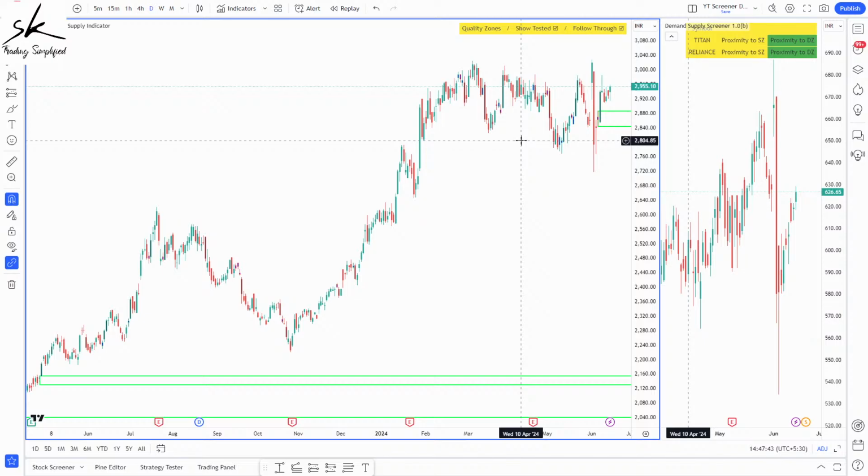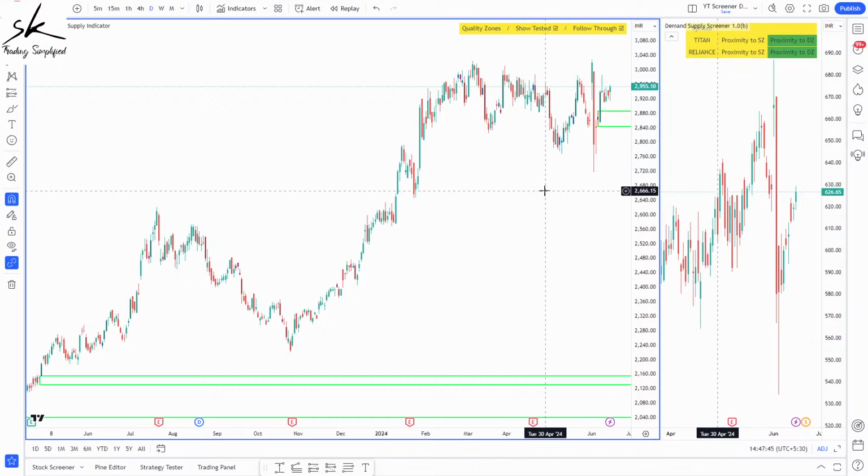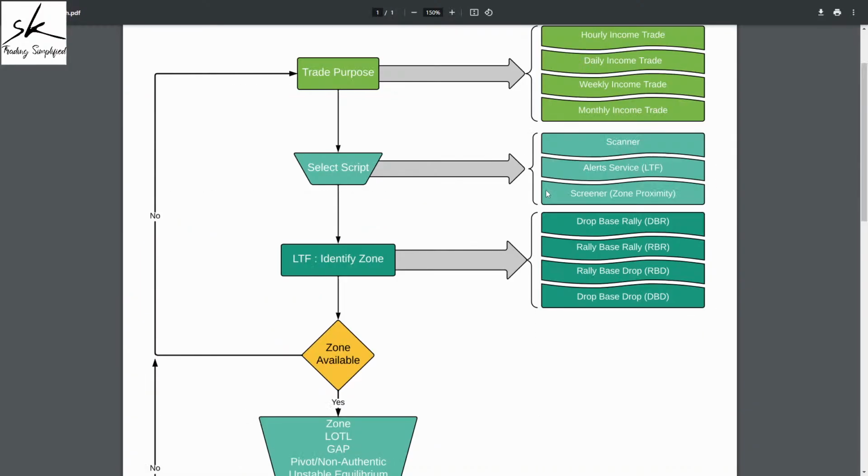The screener is shortlisting based on the proximity to the zone, and the alerts are shortlisting based on the formation of the zone. So the alerts always take the current day into consideration, but for the screener, whether the zone was formed today or a week ago or a month ago or a year ago or 10 years ago doesn't make any difference. As long as we are in that proximity range to a demand area or a supply area, it will get shortlisted for us.